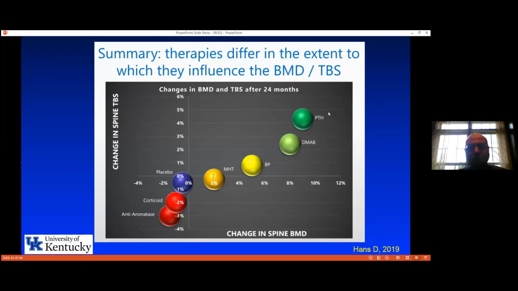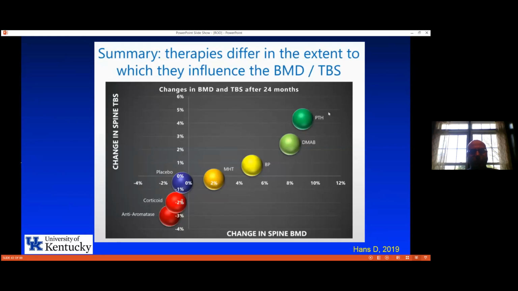Using hormonal replacement therapy might be helpful to improve your bone density, but it's not helpful at all to improve your bone quality. These are the placebo group. They, of course, lost a little bit of their BMD and TBS, so bone quantity and bone quality. These are patients who received corticosteroids. Mainly, corticosteroids affect the bone quality. They don't affect the bone quantity much.